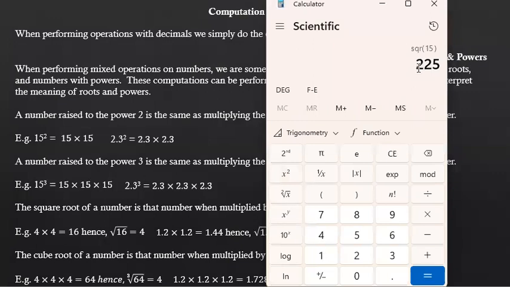Can somebody confirm for me if they got the same thing on their calculator? Because sometimes the calculators are programmed differently, and I might get one number off. Miss, I got the same thing. All right.